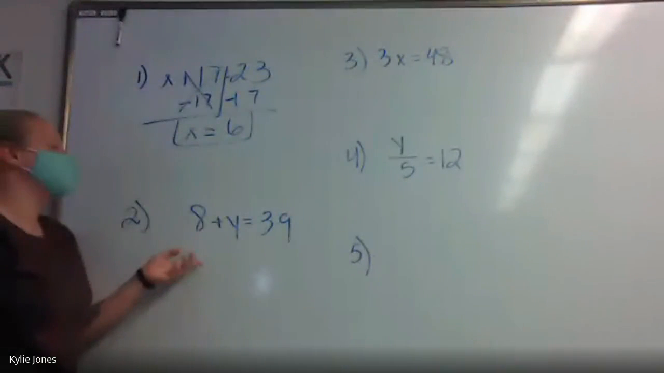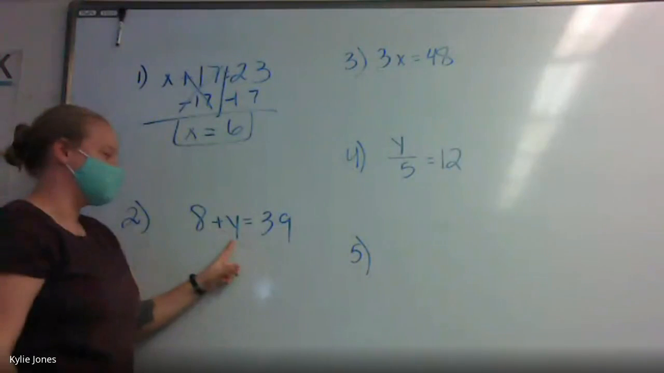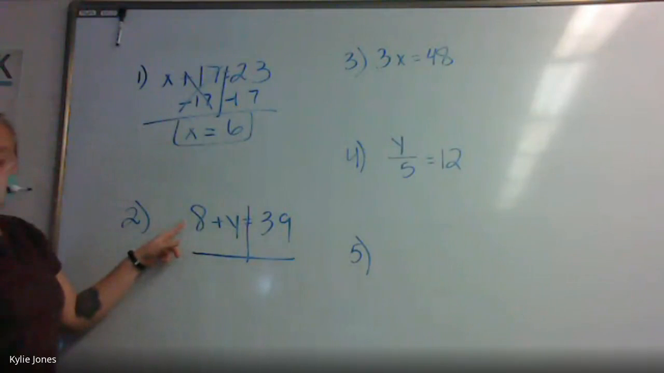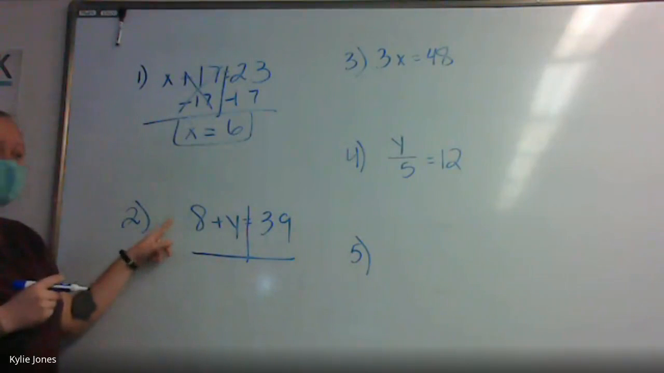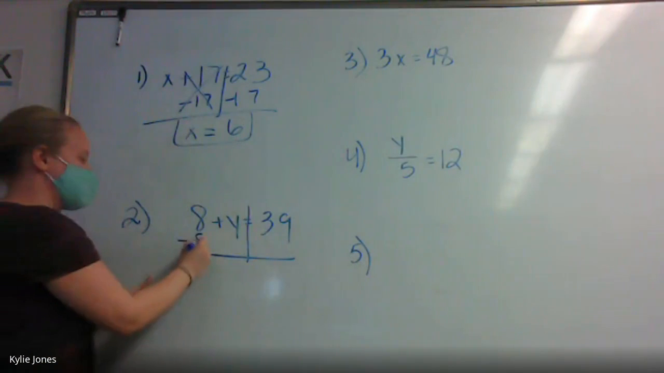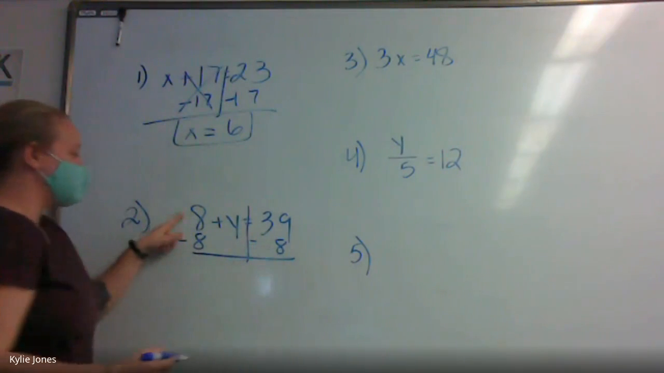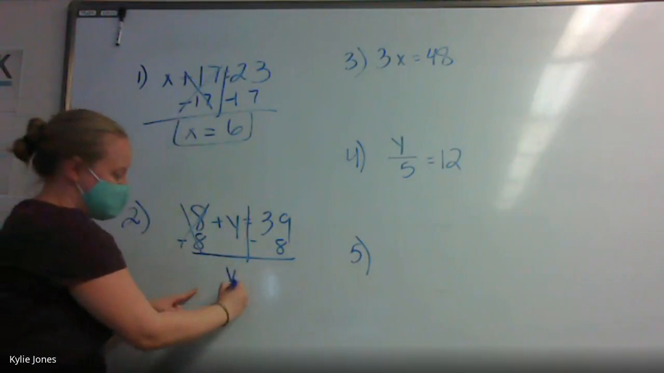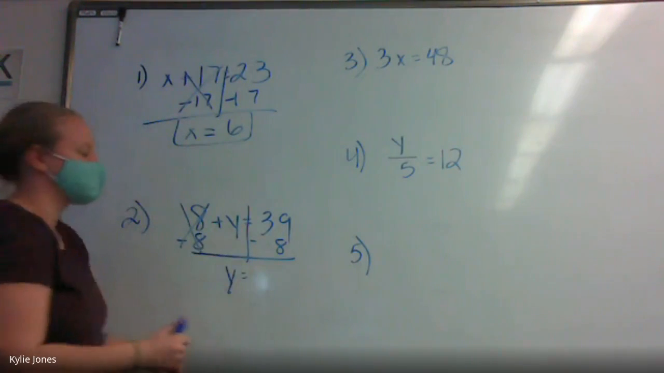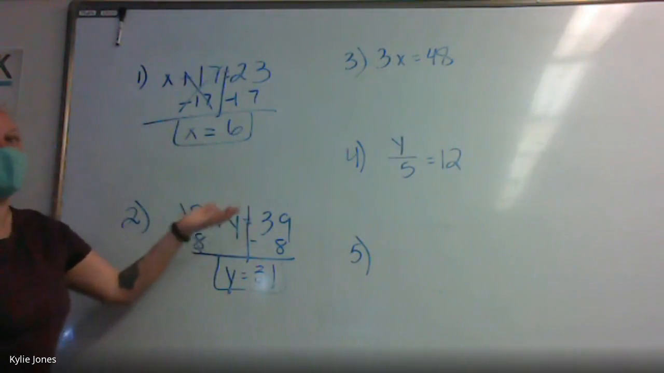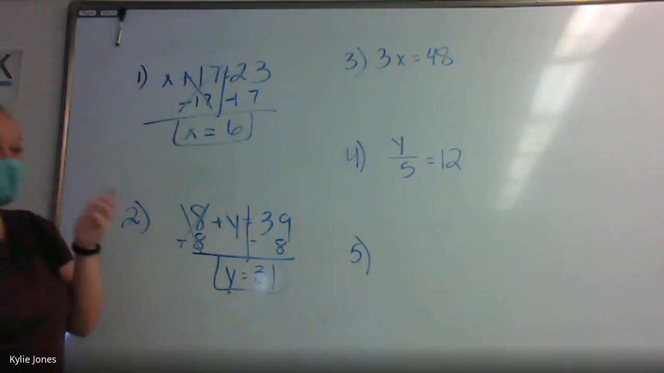Number 2, 8 plus y equals 39. We have to solve for y. So we split it in half. Is this a positive or negative 8? Positive. So how do we get rid of it? What do we do? Subtract 8 on both sides. 8 minus 8 is 0, goes away. We're left with y equals 31. Good. Again, you could probably look at that one, 8 plus y equals 39. But you can look at all of them that way. You kind of can, yeah.